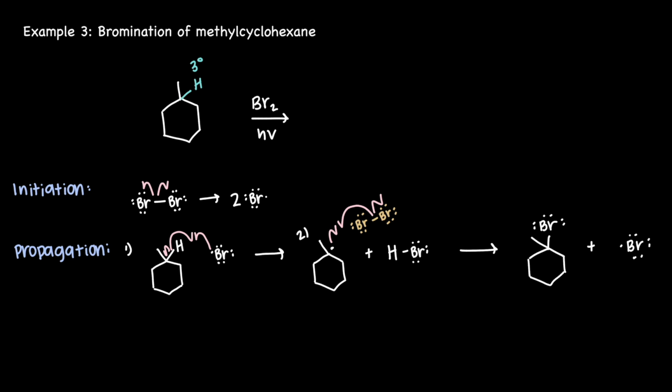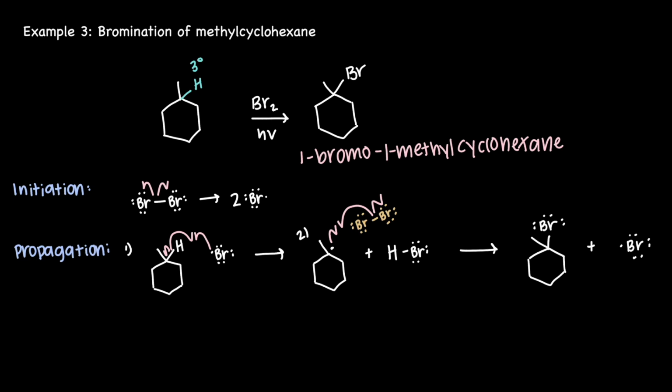Looking at the products, the major product comes from substitution at the carbon that originally formed the most stable radical. We create the most stable product, 1-bromo-1-methyl cyclohexane. Finally, in the termination step, two bromine radicals combine to form a bromine-bromine bond.